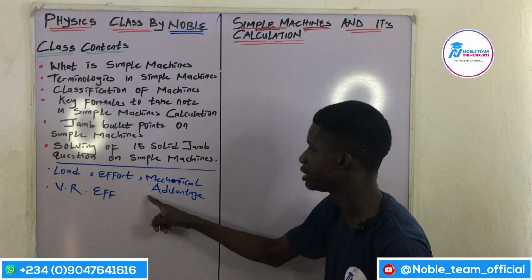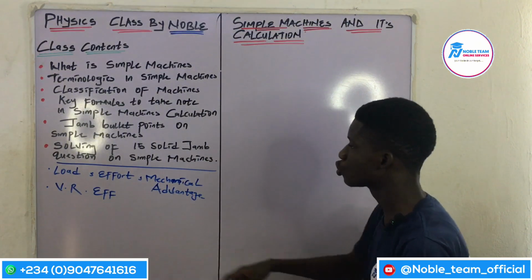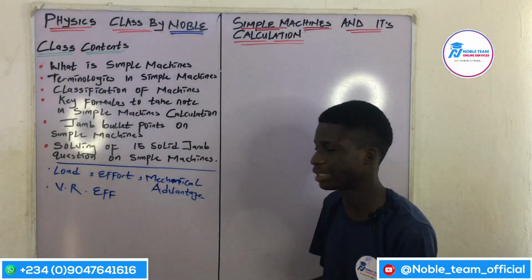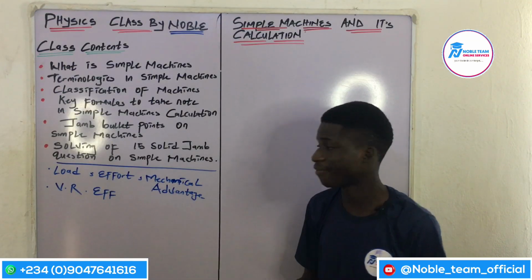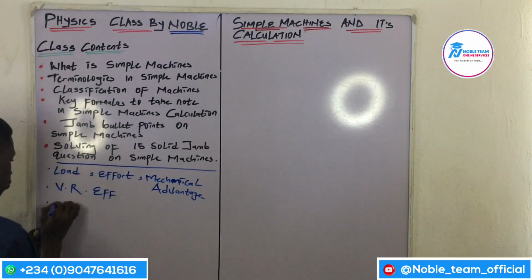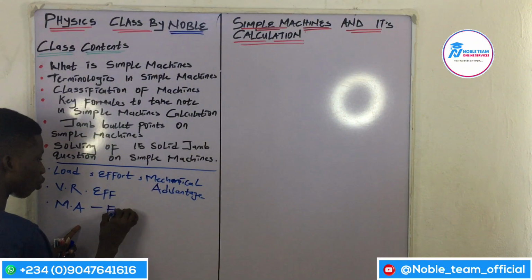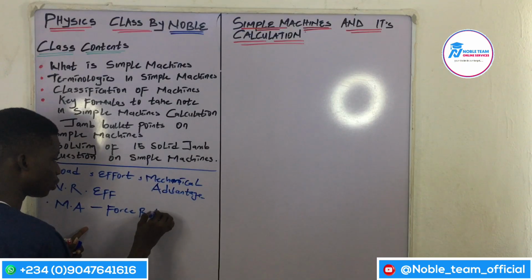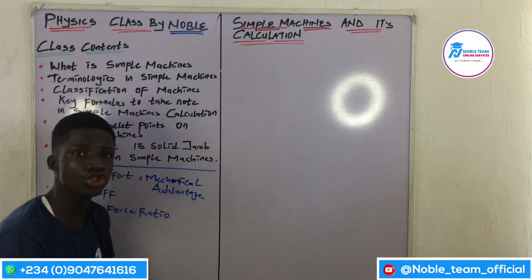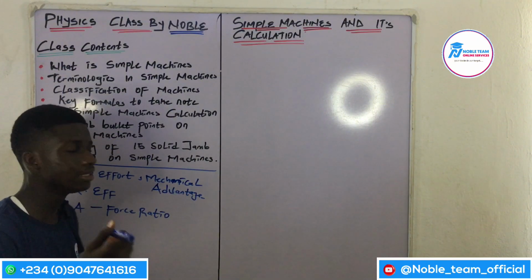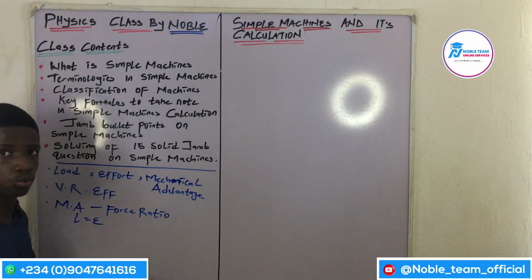Now we have the next one, which is the mechanical advantage. This is where you need to pay maximum attention. Once you hear mechanical advantage, they are simply talking about force ratio. Another name for mechanical advantage is force ratio. The short form is MA. This point must be noted. Now, what is this particular mechanical advantage all about? It is the ratio of load to effort, which is MA equals load over effort, L over E. This is what they are trying to say.